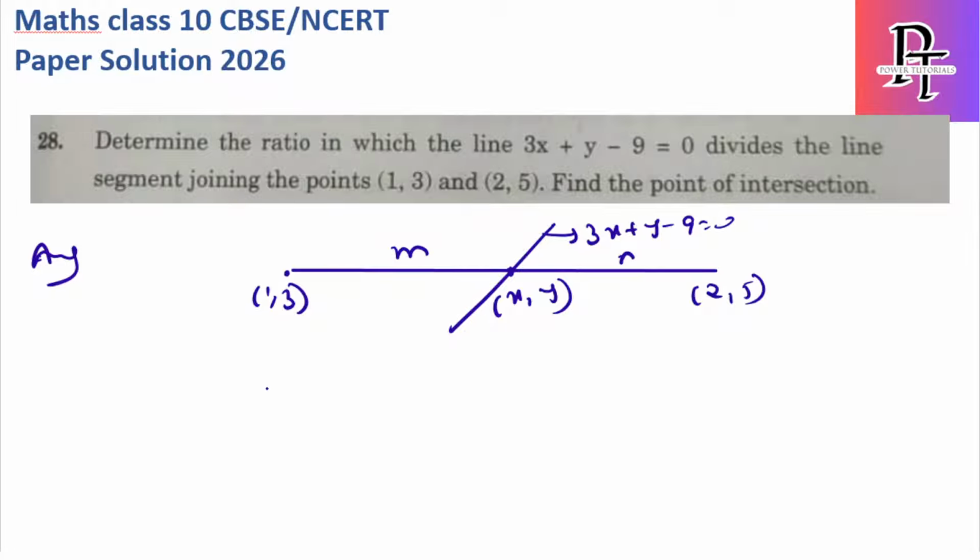For this, we first have to find the x and y values. The x value is (mx2 plus nx1) by (m plus n), so it is (2m plus n times 1) by (m plus n). The y value is (5m plus 3n) by (m plus n).